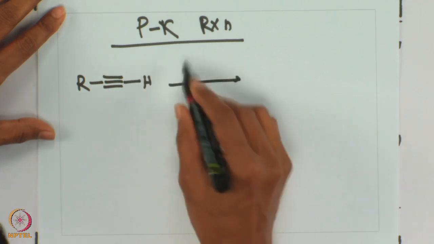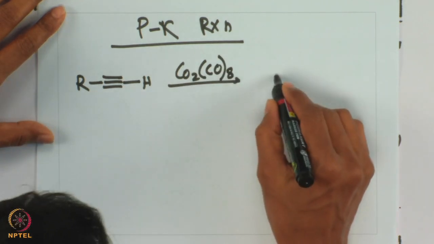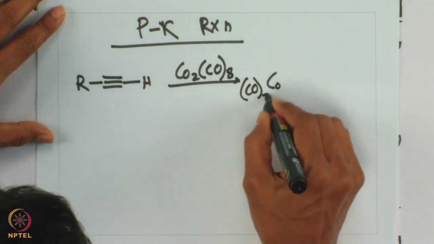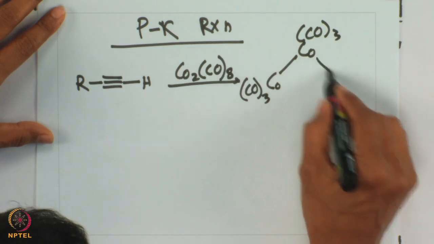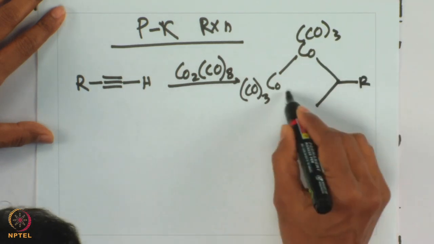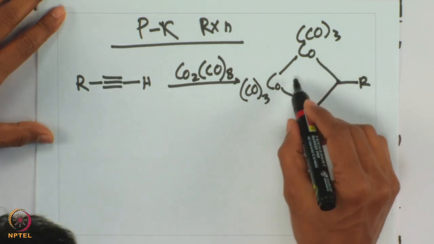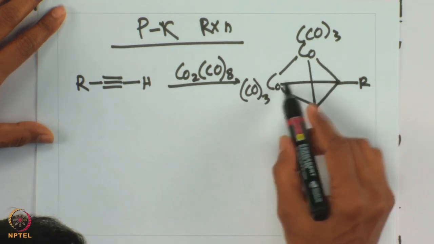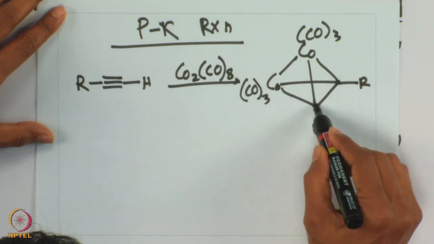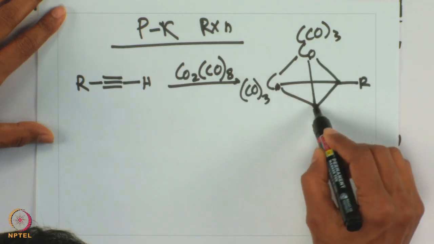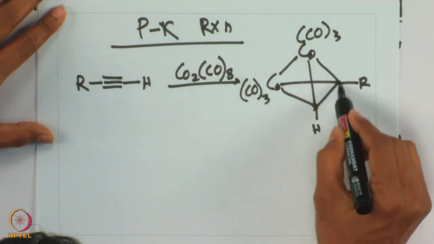The terminal alkyne is reacted with the starting material, which is usually used in stoichiometric fashion. We can have Co(CO)3 and another Co(CO)3 reagent in another center. Overall, the alkyne is incorporated, interacting with the dicobalt center as shown, and both cobalt centers are interacting with both the carbon centers. So, this cobalt center interacts with this carbon center, and this cobalt center also interacts with that carbon center.